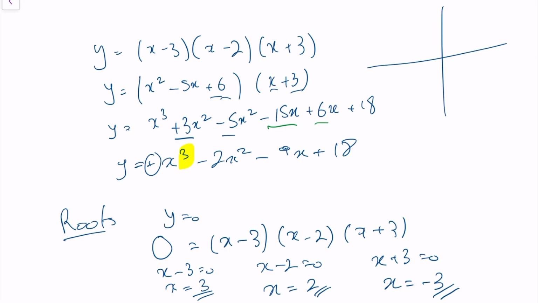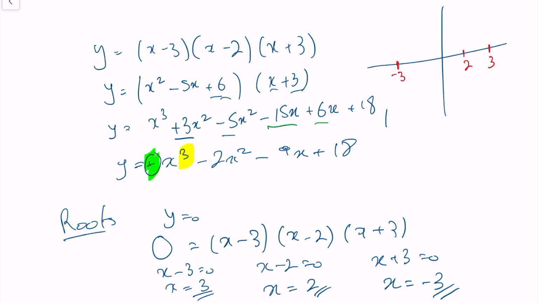Now I can pinpoint where these points are on my graph, on my grid. So I have a negative 3, so that could be minus 3. I have a positive 2, that could be 2. And then I have a positive 3, that could be there. So when I sketch this, because I know this was a positive coefficient of x cubed, this is going to be going in the upwards overall trend.